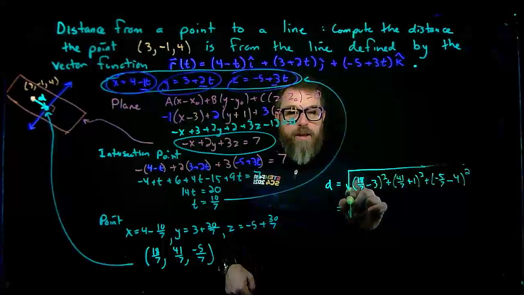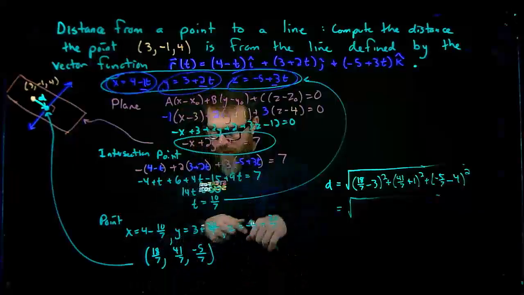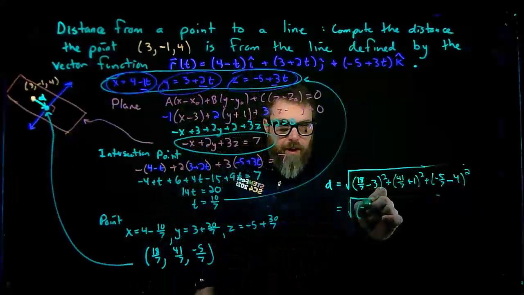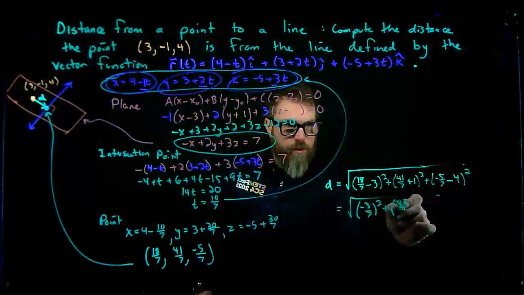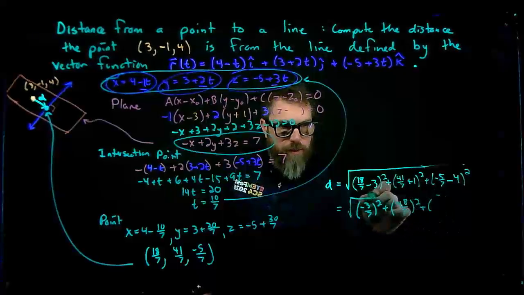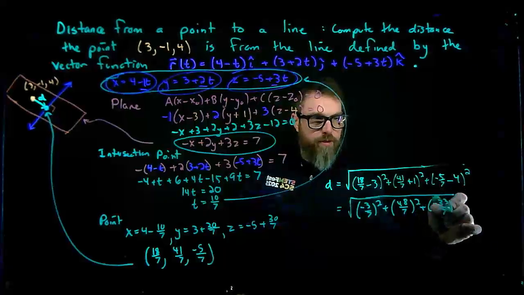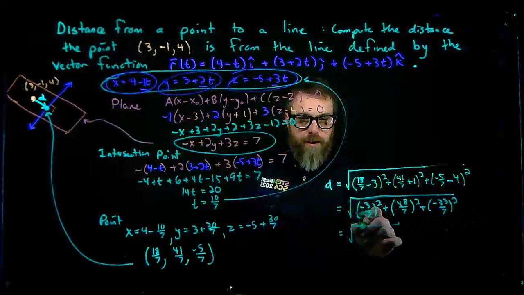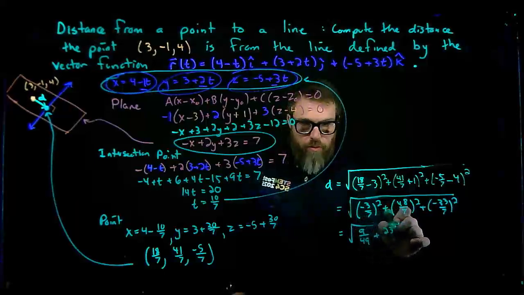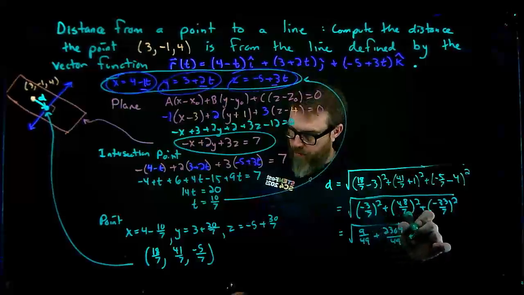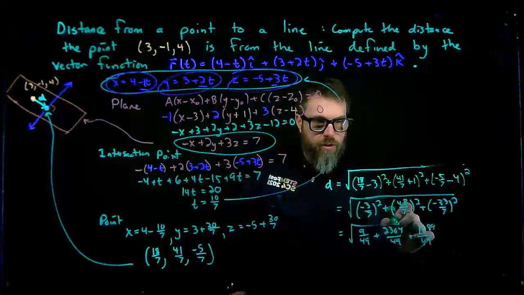And simplifying this is going to give us minus 3 over 7 squared plus 48 over 7 squared plus, nice, minus 33 over 7 squared. So we're going to have 9 over 49 plus 2,304 over 49 plus 1089 over 49. I didn't say it was going to be a nice integer.